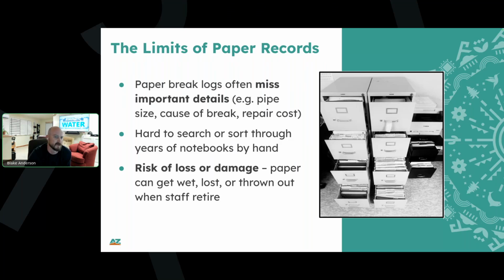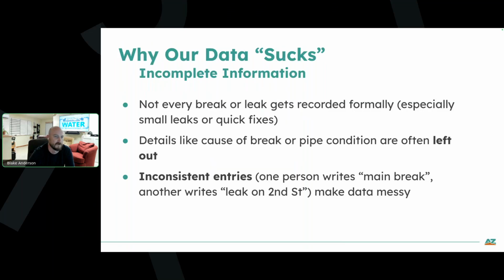The other issue is it can disappear, it can get ruined by water, can get misplaced, cleaned out of an office when somebody retires. And in summary, our current record keeping system can make it really tough to use any of the information that we're collecting for planning, because all of those pieces of paper are data that can be useful as far as decision making goes.